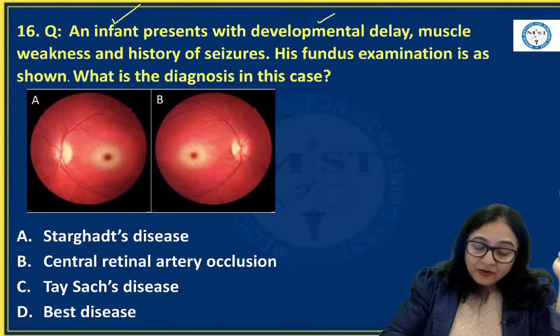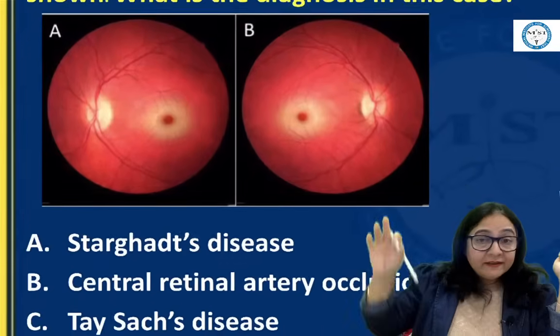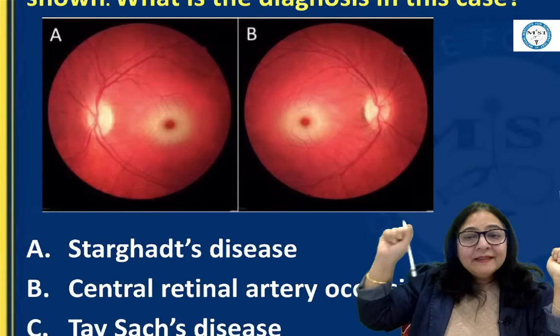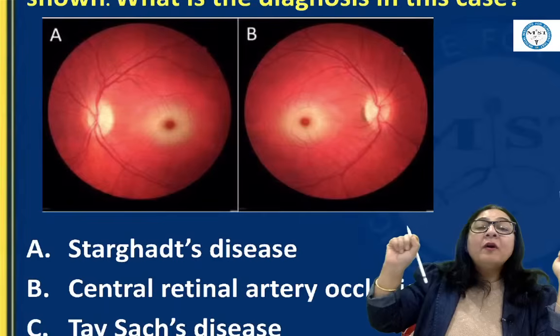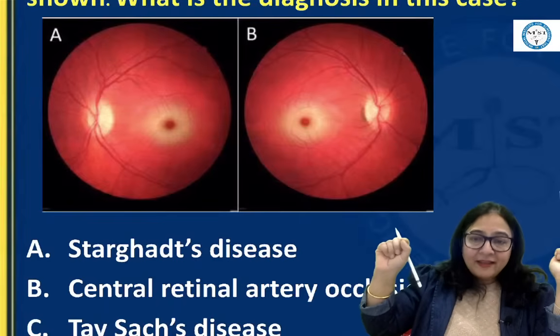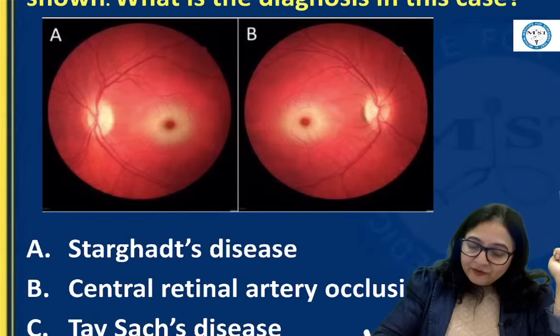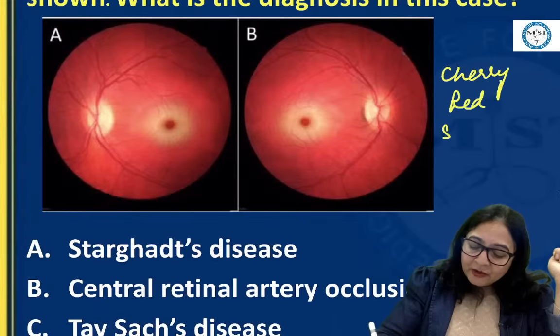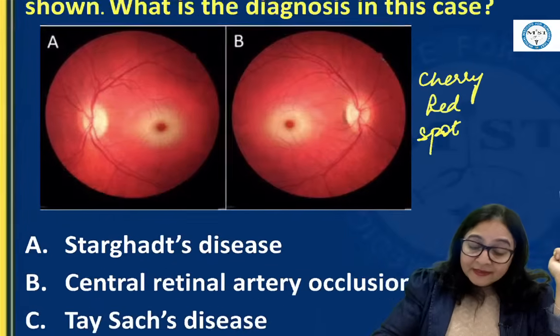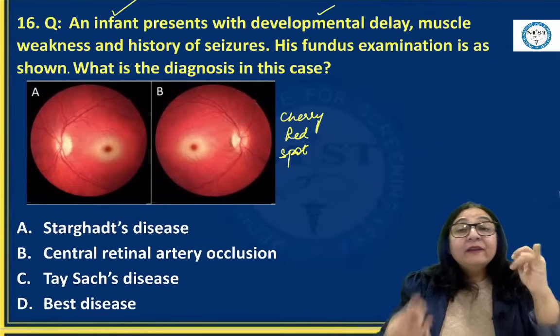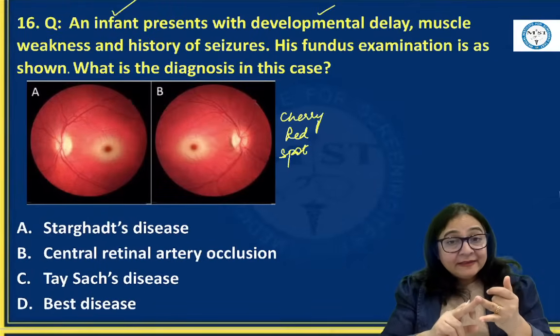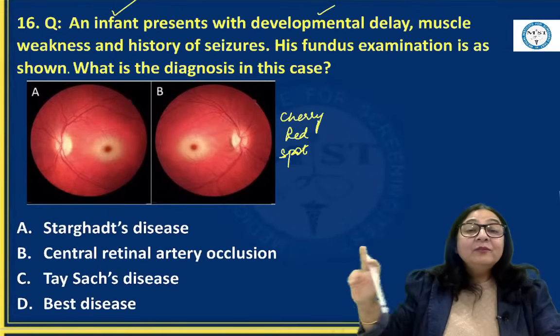So have a look here. What do you see in the fundus image here? You can see there is a bright red spot in the macula, like a cherry. So it's a cherry red spot, seen in the macula in both eyes. Now with the history of muscle weakness and developmental delay in an infant, what is your diagnosis?